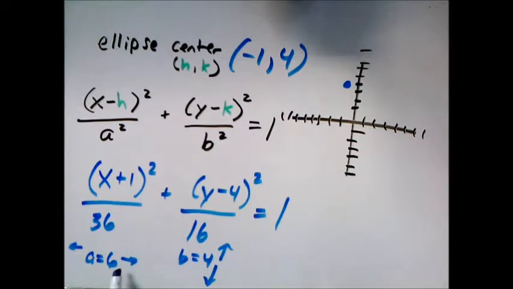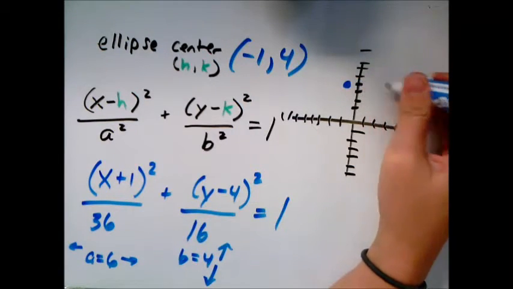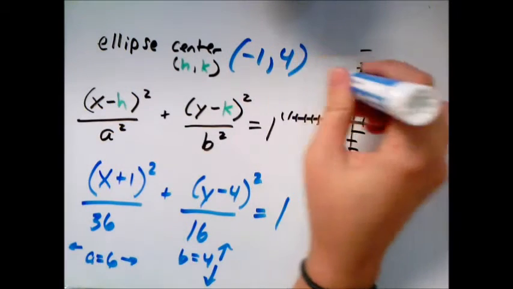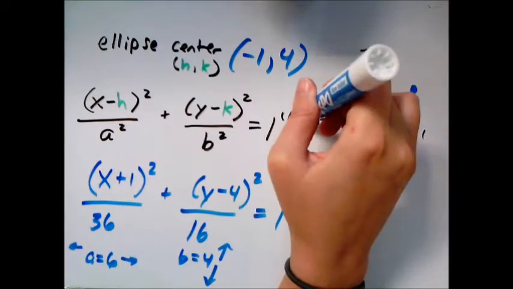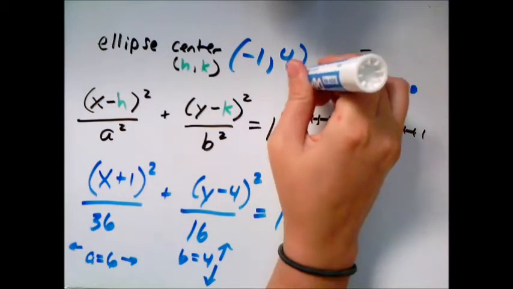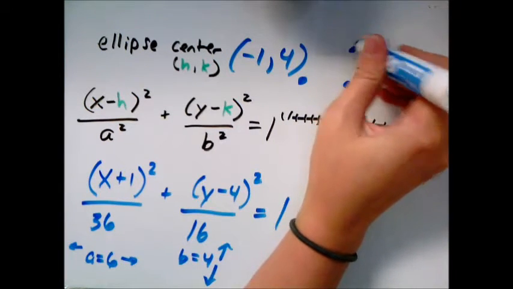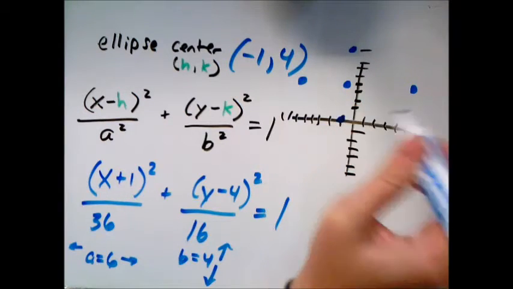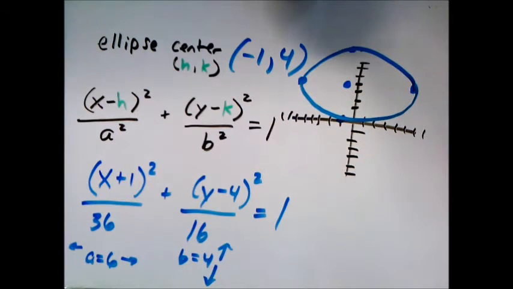And then to find endpoints on the x, I go 6 to the right and 6 to the left. Those will be some endpoints. So if I'm at negative 1, I'm going over at about 5. And if I go back from negative 1, I'm going to about negative 7. And then up and down on the y, I'm going up 4 and then down 4, which since I'm already at 4, that one puts me right on the axis. And so if I connect these all, there's an ellipse.